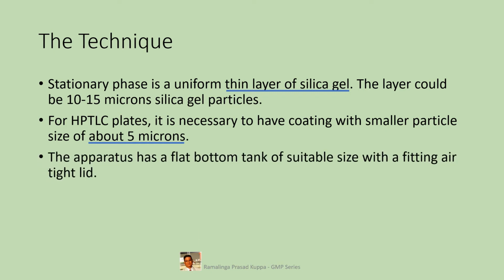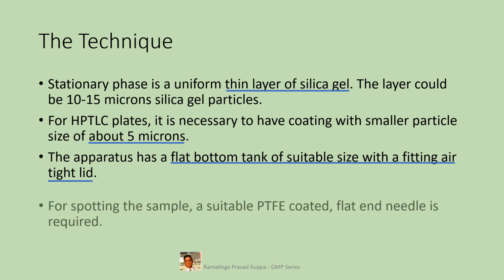The apparatus has a flat bottom tank of a suitable size with a fitting airtight lid. The apparatus is a rectangular glass tank with a flat bottom. It has a lid with ground edges. This arrangement is to seal the chamber airtight, similar to the lid of a desiccator. You have a ground glass seal which will be greased to make it airtight. This point is important. Unless the TLC chamber is closed tightly, the TLC results will not be satisfactory. You can have circular chambers also.